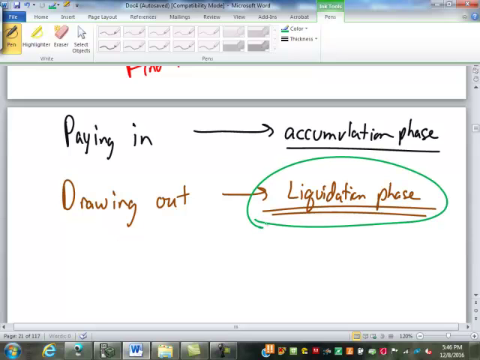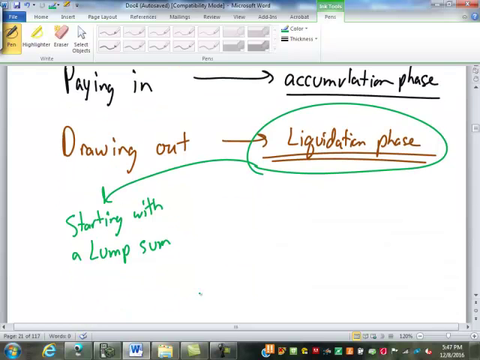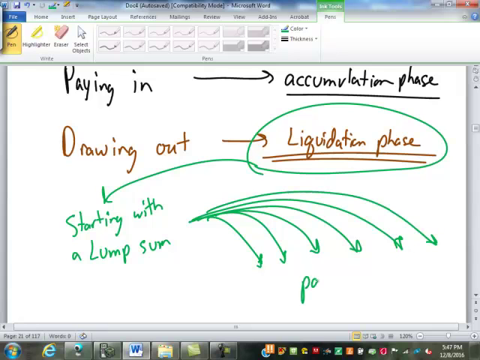Anyway, anytime you're in the liquidation phase, you are starting with a lump sum. And you're dividing it out to be paid out in payments. The reason I say that 98% of the time you're drawing money out is because the same math, the same formula applies to taking out a car loan or a home mortgage and calculating what the payment is you have to pay into that mortgage to pay it off.